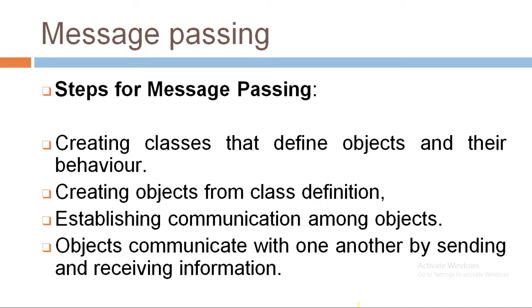The steps for message passing are: first, you need to create a class that defines the objects and their behavior. The second step is to create the objects from the class. The third step is to establish communication among objects. And the fourth step is that objects communicate with one another by sending and receiving information.